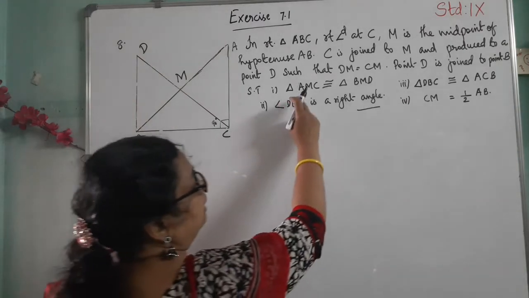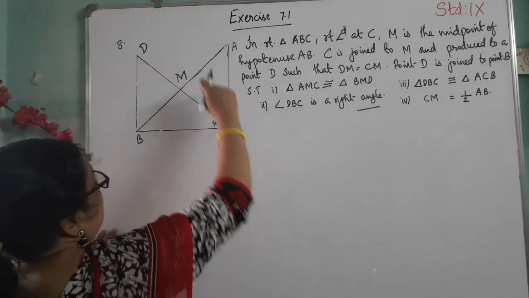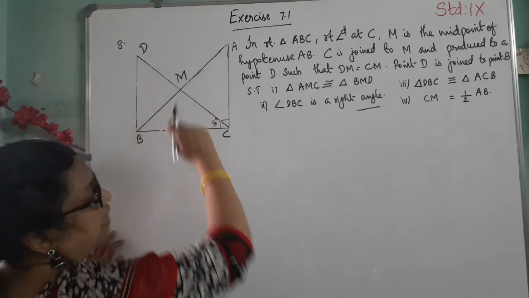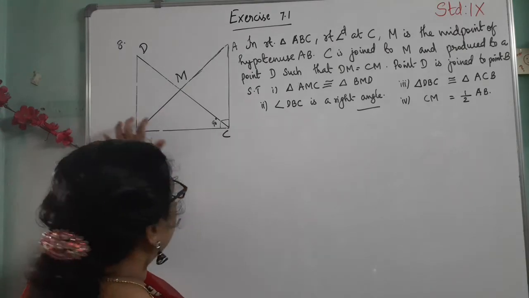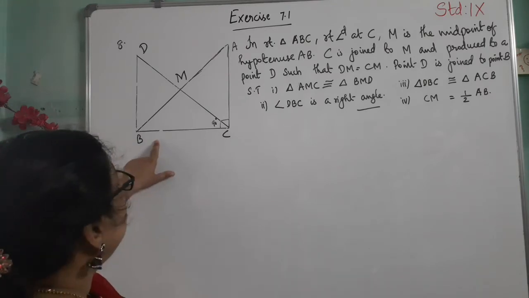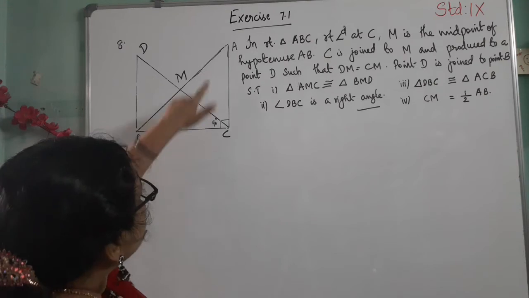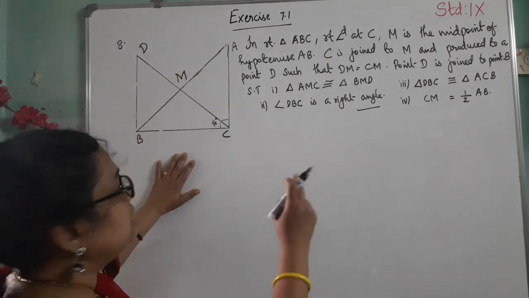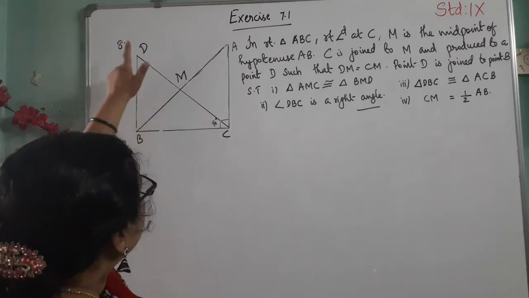Then we have to show that triangle AMC, this triangle, is congruent to BMD, this triangle. These two triangles are congruent. And then second part, angle DBC, this angle, is 90 degrees, that is a right angle. And third one, triangle DBC is congruent to triangle ACB. And the last one, CM is equal to half of AB.